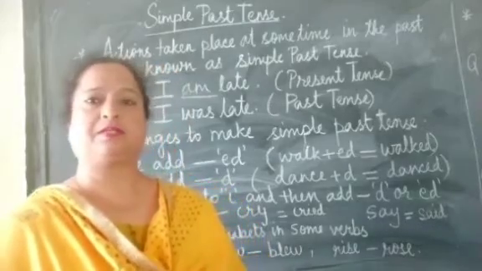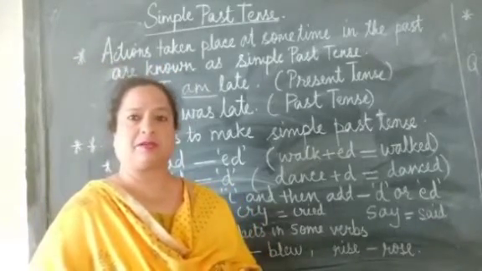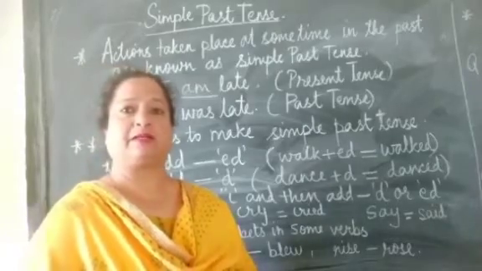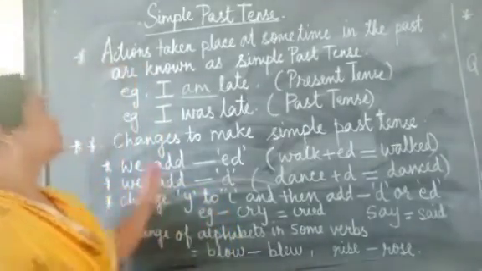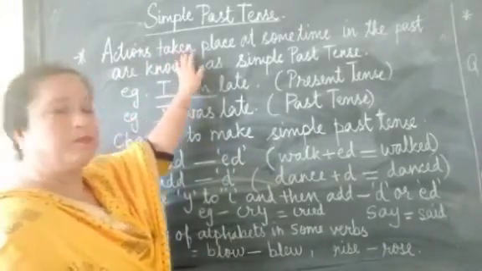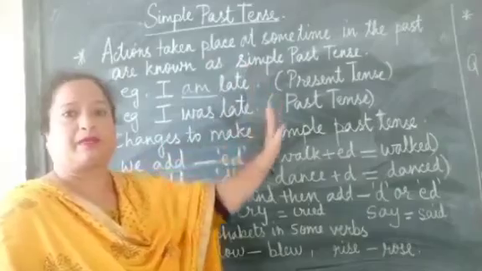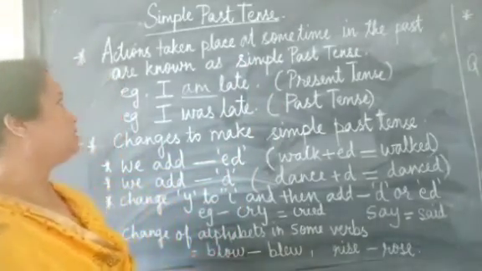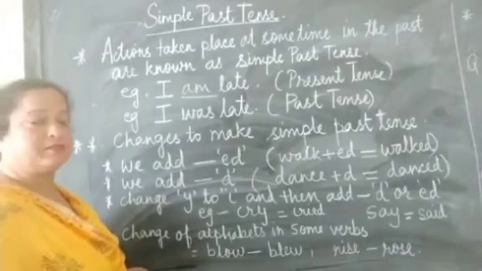Today children we are going to start with a simple past tense chapter. So first of all, let us understand what simple past tense means. Simple past tense means actions that have already taken place at some time in the past. That means actions that have already been done. So let us look at the examples that I have written over here.